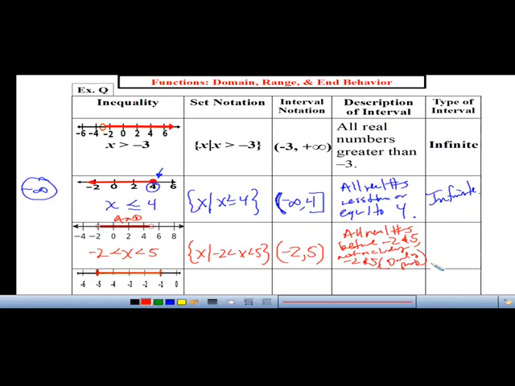Look at the graph. Are there any arrows on the graph for that inequality that we wrote? No, since they don't go to infinity, then this one is a finite interval. Finite. All right. And the last one.